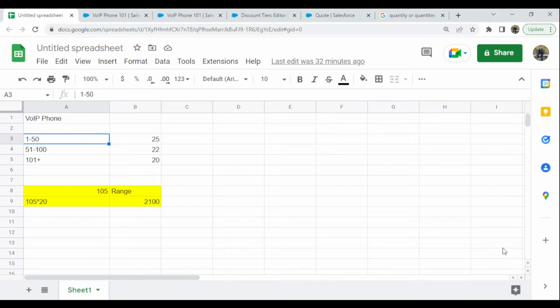In this video, we'll have a look at how we can achieve volume tier based pricing in Salesforce CPQ using discount schedules. So let's say we have a business requirement. We are selling VoIP phones, that is voice over internet protocol phones, and to charge the customers we are having tier based pricing. For example, if a customer is going for 1 to 50 quantities, we are going to charge $25 for each quantity. If a customer is going for 51 to 100 quantities, we are going to charge $22 for each quantity. And if a customer is going for 101 plus quantities, we are going to charge $20 for each quantity.